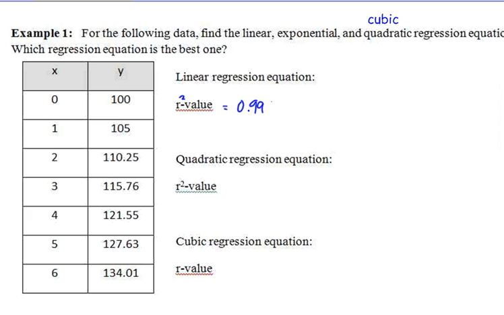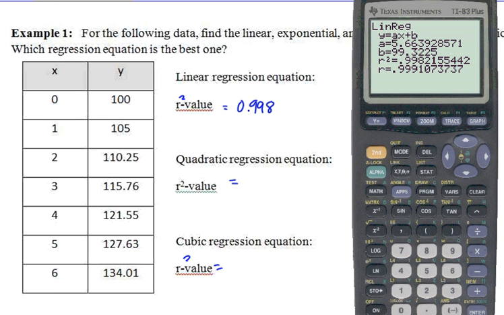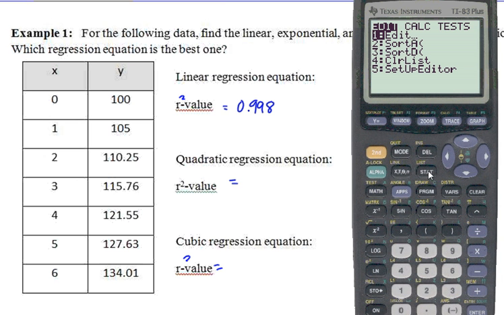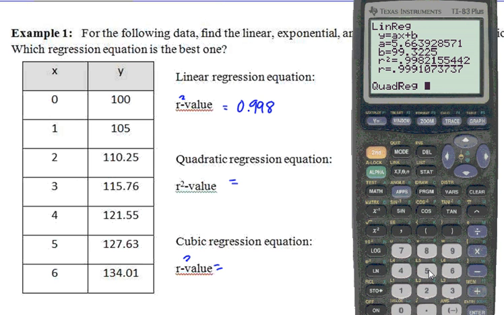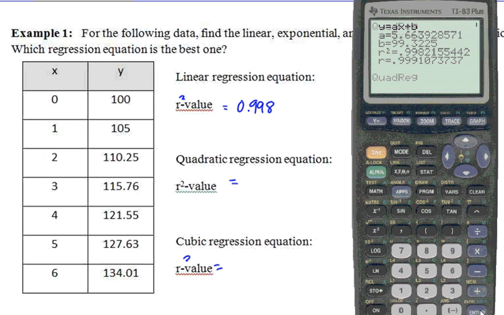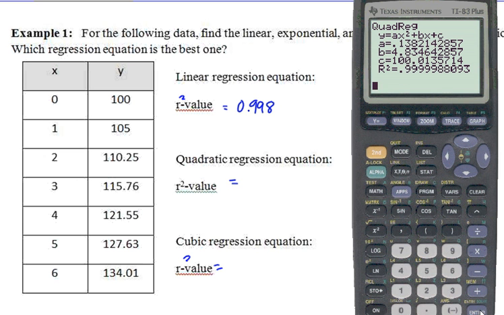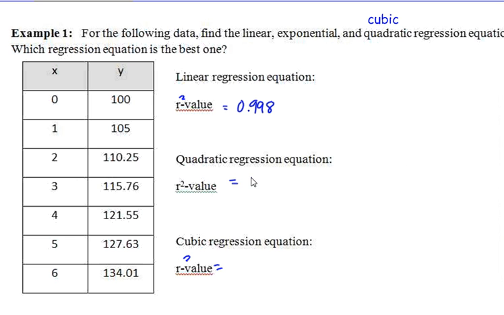Okay, so now let's try the R-squared value for the quadratic. So we're going to do a quadratic regression now. So stat, over to calc. Now we want 5 for quadratic. And push enter, and what's our R-squared value? Even better. 0.999.